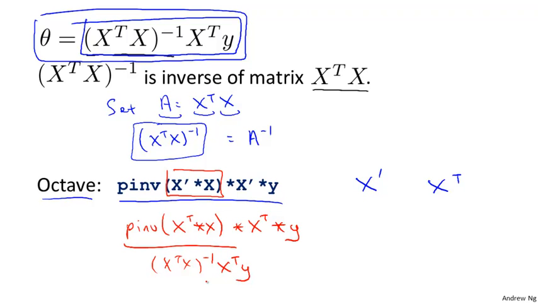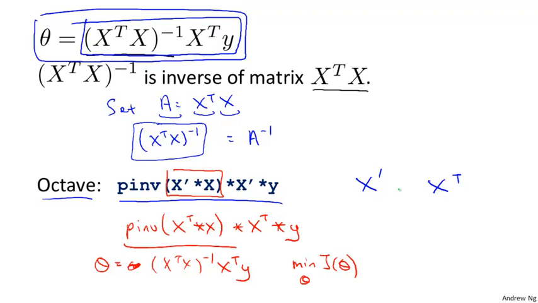I didn't prove this, but it is possible to show mathematically, even though I'm not going to do so here, that this formula gives you the optimal value of theta, in the sense that if you set theta equal to this, that's the value of theta that minimizes the cost function J of theta for linear regression.